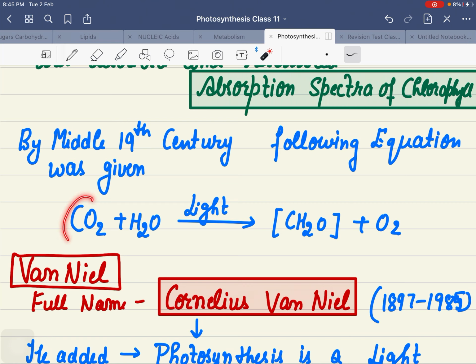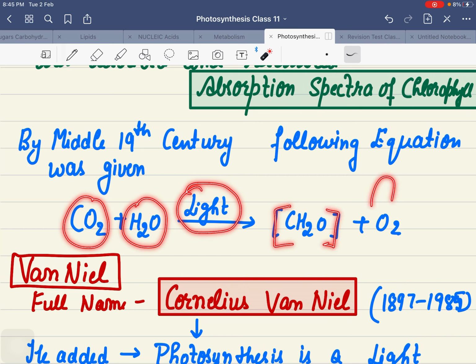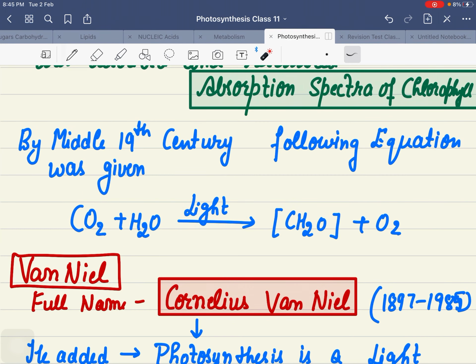But still till now we were not able to write down the equation. It was given that CO2 plus water in the presence of light give a compound and oxygen is released. But nobody told us till the mid 19th century who is doing what. What is water doing here? What is CO2 doing here? Who is forming this compound?